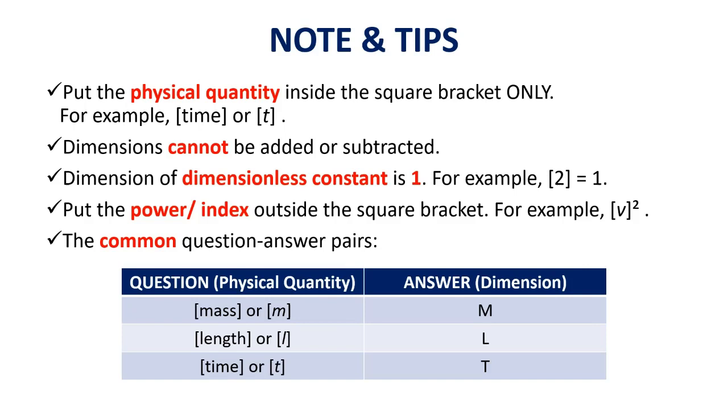For example, if we have V squared, only write the V inside the square bracket. However, the square should be written outside the square bracket. The common question answer pairs: if we have mass, the dimension of mass is capital M. For length, capital L. And for time, capital T.